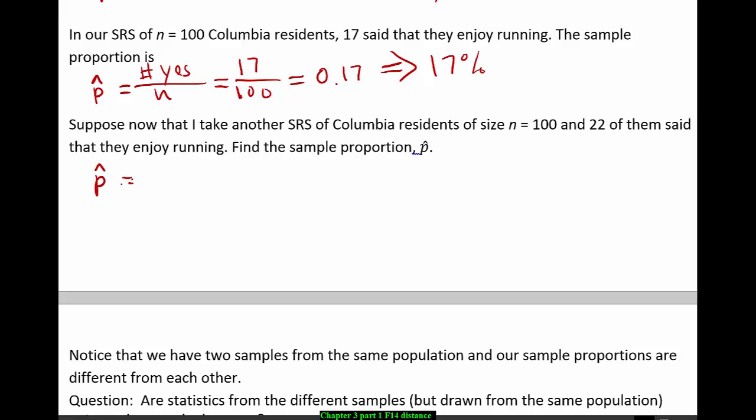Then the sample proportion would be 22 over 100, which is 0.22, which equates to 22%. As we can see, this is a relatively realistic example because we do not expect to get the exact same percentage of each sample that says, yes, we like to run. We understand in our guts already that there is this notion of sampling variability. Each sample is going to look a little bit different than every other sample.